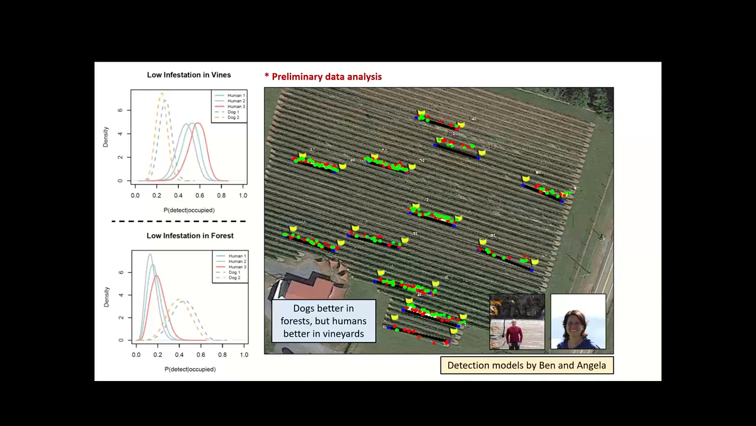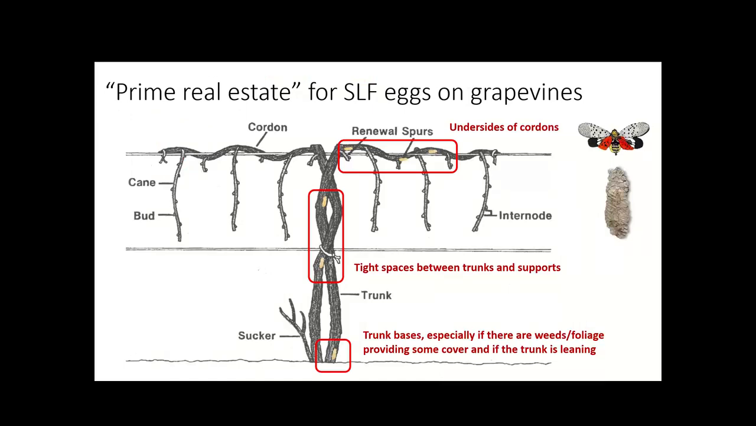The dogs are better in the woods. Humans are definitely better in the vineyards. But the other fun thing I've learned from this was the best places, the most likely place you'll find a lanternfly egg mass. This is one of my favorite slides to share with grape growers: if you think you've got lanternflies, or you already have them, this is probably where you're going to find them on your grapevines. You're going to see them on the undersides of your cordons, the tight spaces between trunks and supports, near the bases.